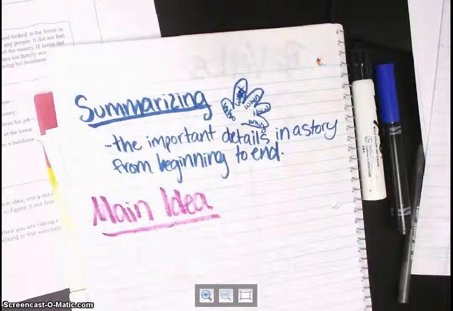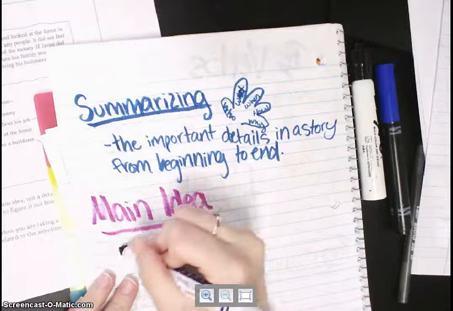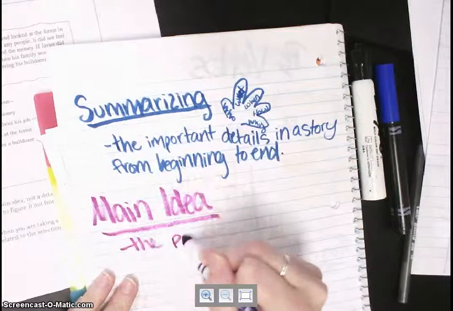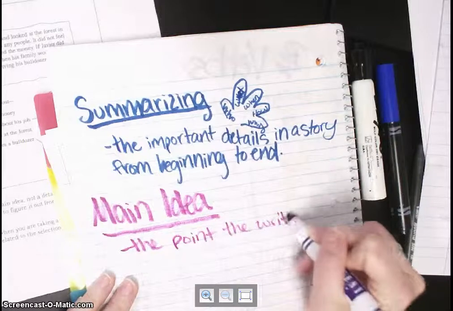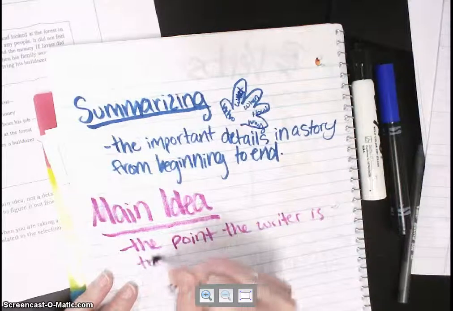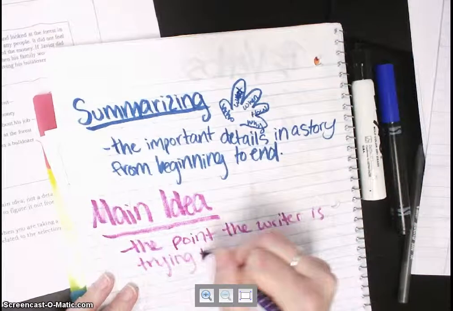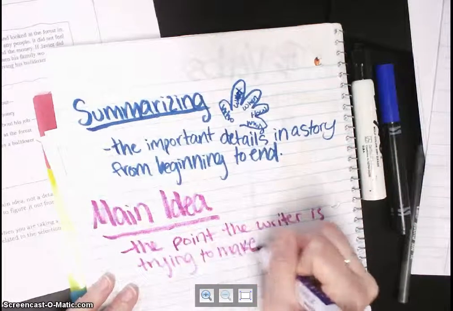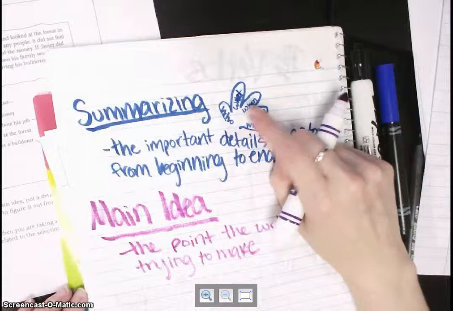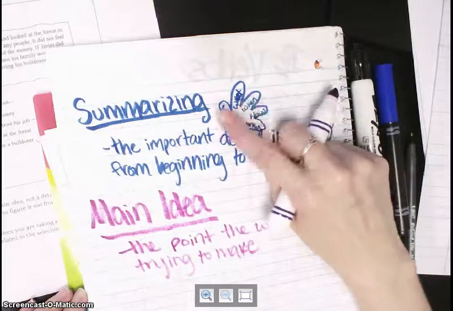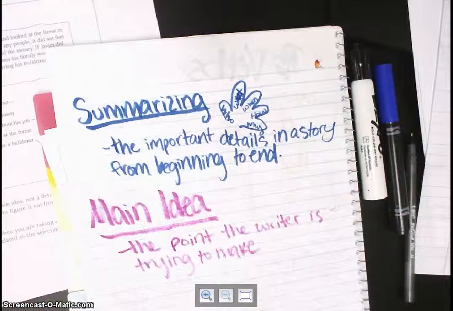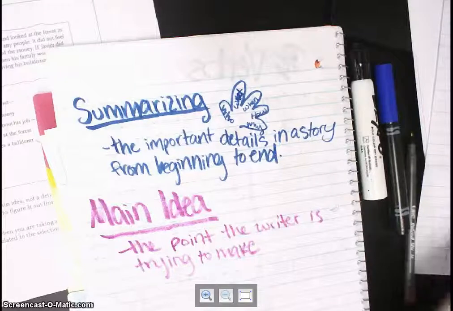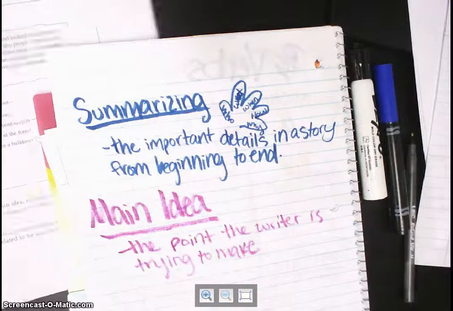Okay, so the main idea is the point the writer is trying to make. So it's like the summary in that it's going to probably tell the who, the what, and the why. It might do that, but it's really just what are they trying to convince? What are they trying to demonstrate? Okay, so that's it on main idea.